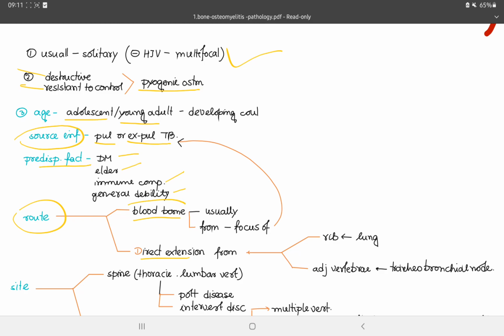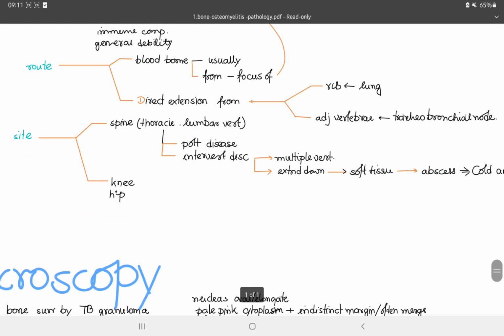In the case of blood-borne infection, it may come from any focus of pulmonary or extrapulmonary tuberculosis. But in direct extension, it comes from the lung, then from the ribs, going to the bone, and from the tracheobronchial node, it goes to the adjacent vertebra. So from the lung it goes to the rib, and from the tracheobronchial node, it goes to the vertebra.